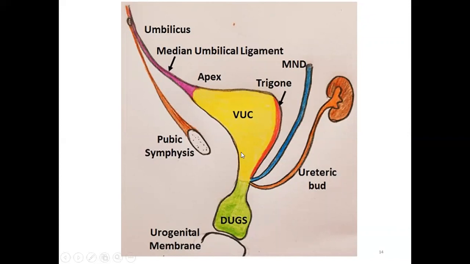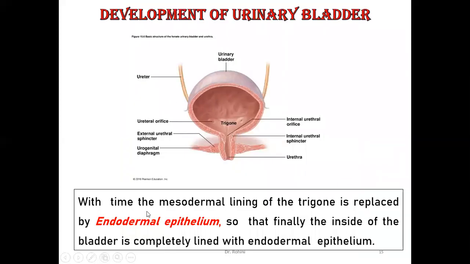Okay, so these are the different parts where you can make out. We can share, we can practice this diagram also. Now, with time, the mesodermal lining of the trigone, which is actually from the mesoderm of the mesonephric duct, is replaced later on by endodermal epithelium, so that finally the interior of the bladder is completely lined by endodermal epithelium. Initially it is endodermal and the trigone part is mesodermal, but later on it completely becomes endodermal.